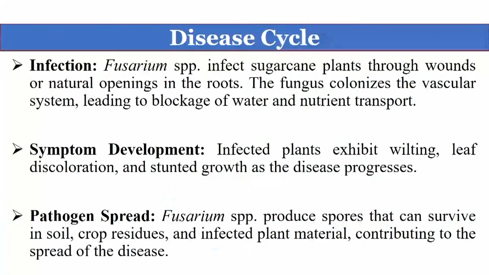And basically the disease cycle: Fusarium species infect the sugarcane plants through wounds or natural openings in the roots, and the fungus colonizes the vascular system, leading to blockage of water and nutrient transport also. In symptom development, infected plants exhibit wilting, leaf discoloration, stunted growth, and disease progression also. The pathogen spreads by means of survival in the soil, crop residues and infected plant material, contributing to the spread of the disease.